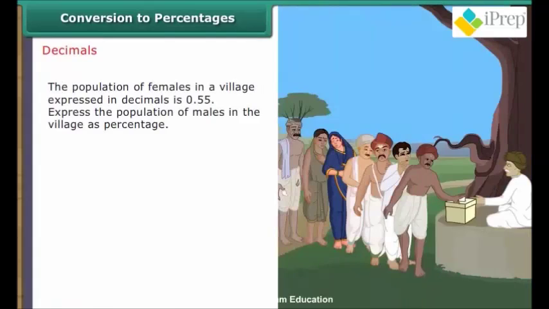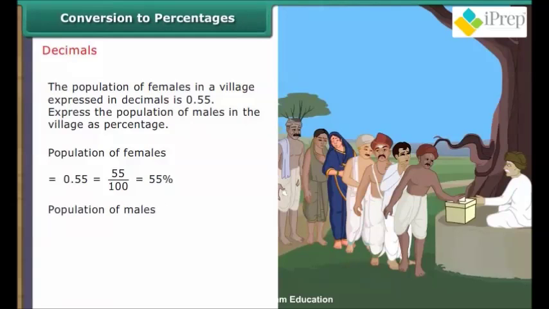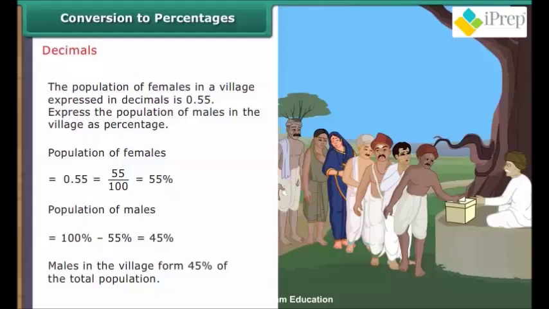Decimals. The population of females in a village expressed in decimals is 0.55. Express the population of males in the village as percentage. Population of females is equal to 0.55, which equals 55 upon 100, which is equal to 55%. Population of males is equal to 100% minus 55%, which is equal to 45%. Males in the village form 45% of the total population.